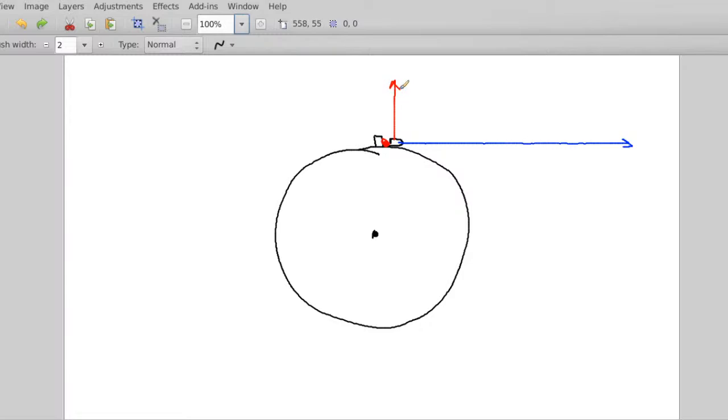Even if it went like that, that's not tangential. But going straight along the edge like that, that's called tangential. Okay, so there's the bullet, and it's of course going at 500 meters per second here, like that.